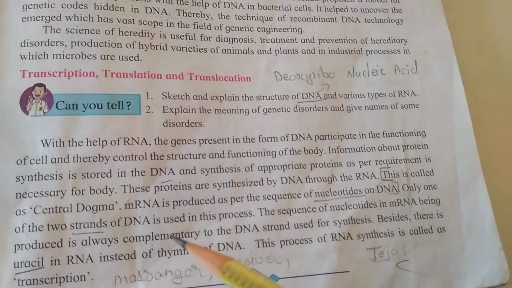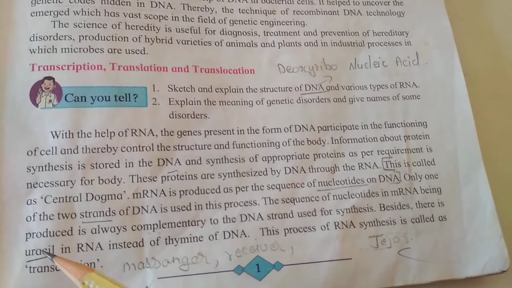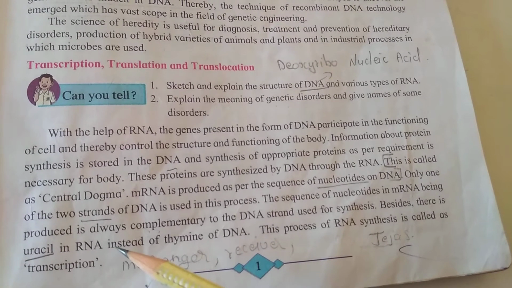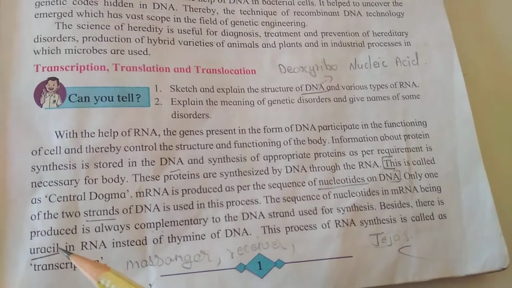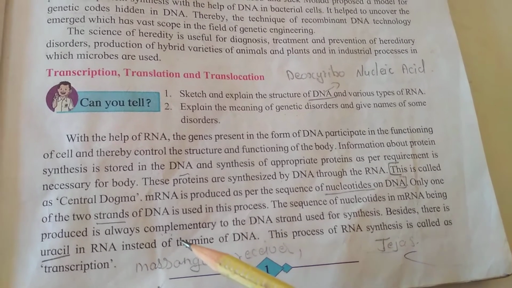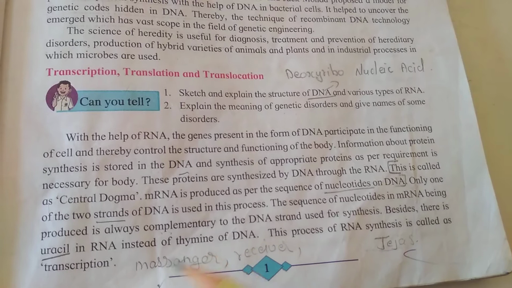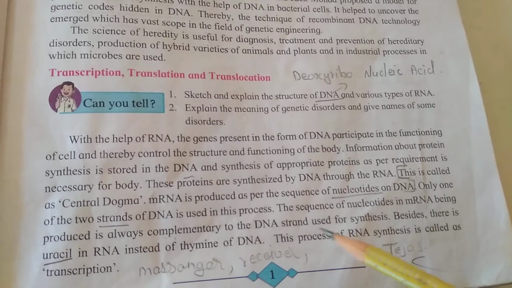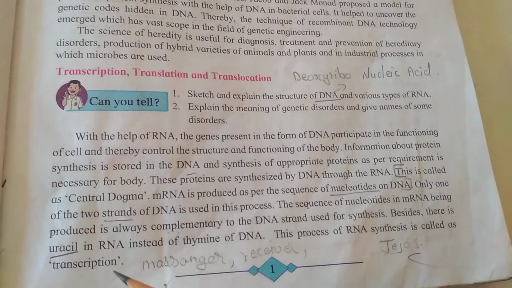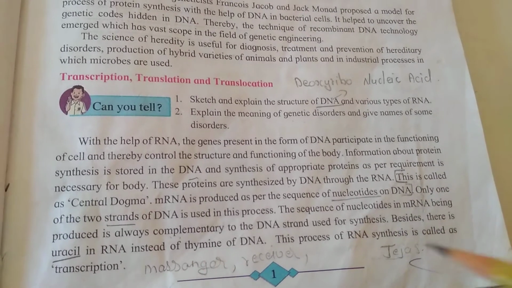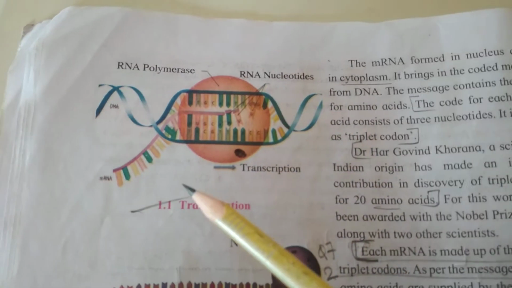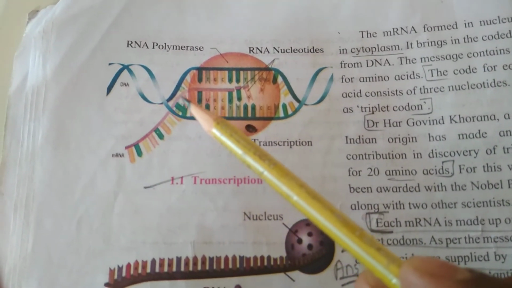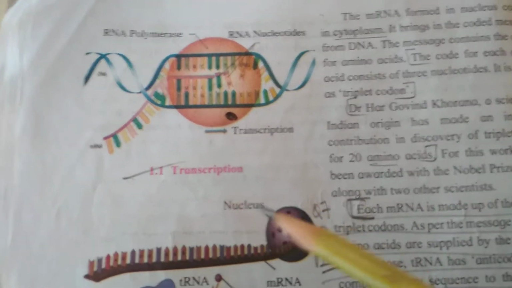Uracil is a compound found in living tissues as a constituent of the base of RNA. In DNA, it is replaced by thymine. So uracil is present in RNA, but instead of it, thymine is present in DNA. This process of RNA synthesis is called transcription. So this is the diagram of transcription. Here this is the DNA, this is the mRNA, and this process is the transcription.